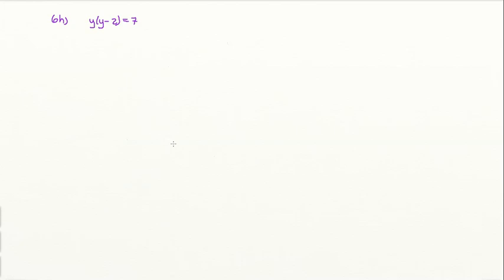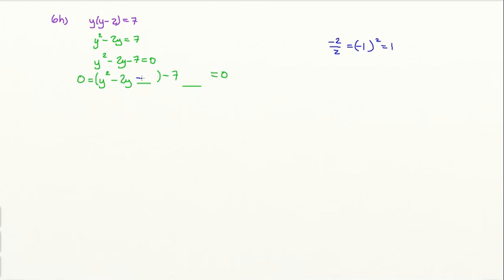6H. Again, we're going to solve this by completing the square. We first have to multiply it out. I'm going to move the 7 over. Doesn't seem to help me because that itself is not a perfect square. So let's complete the square. -2 divided by 2 equals -1. -1 squared equals 1. Let's factor.